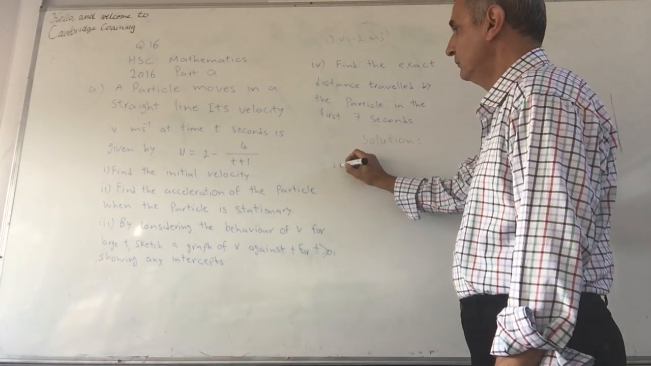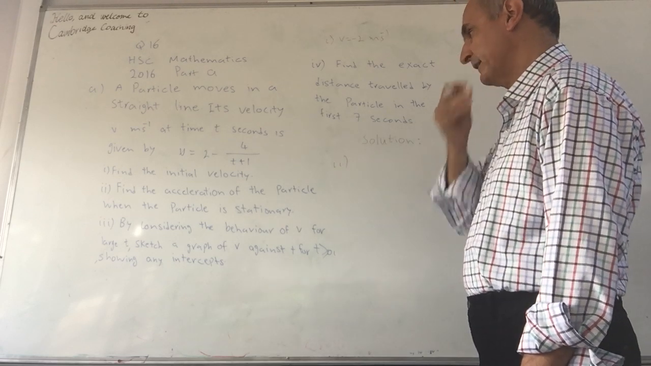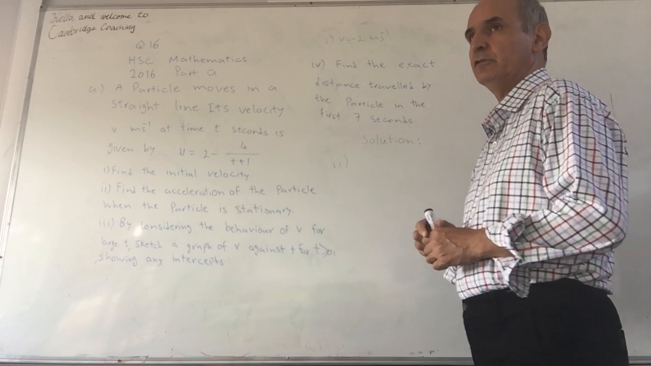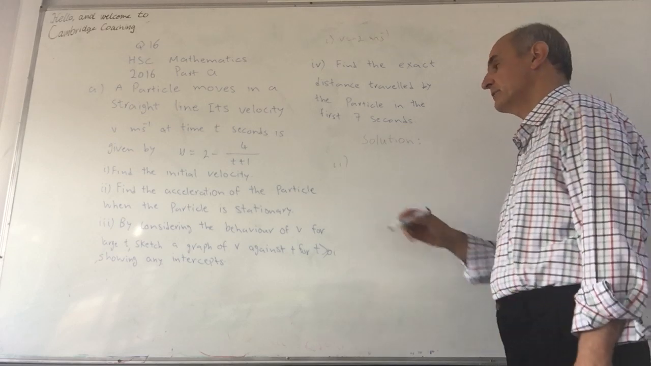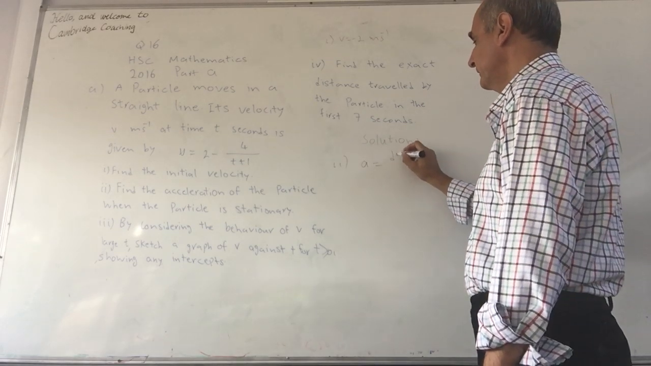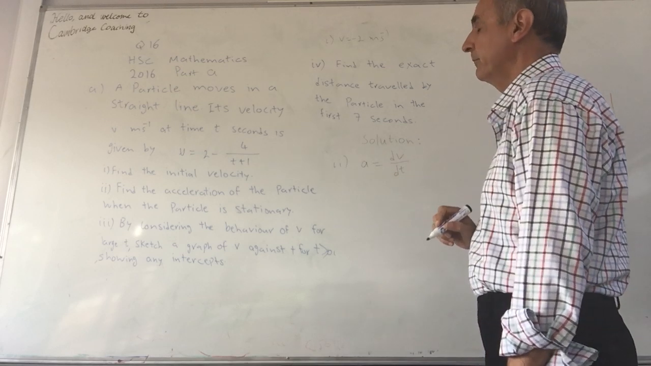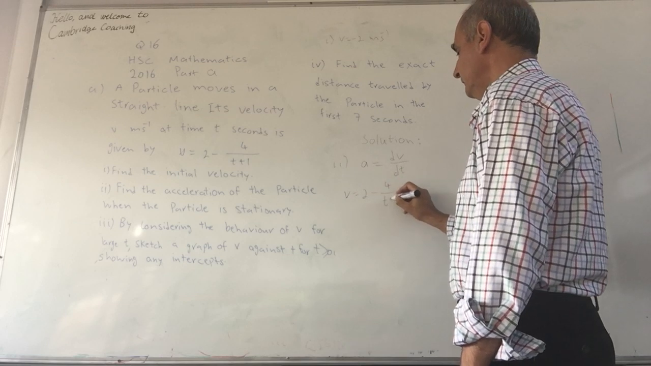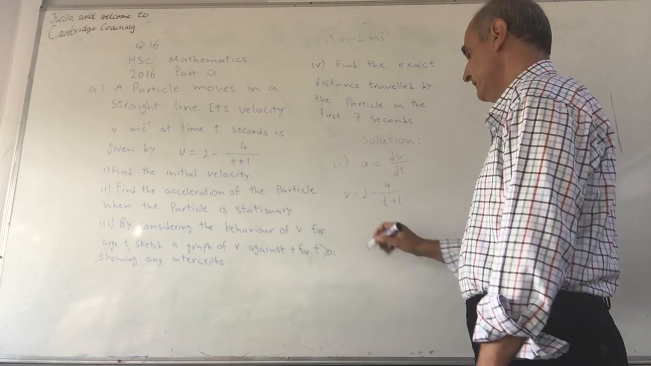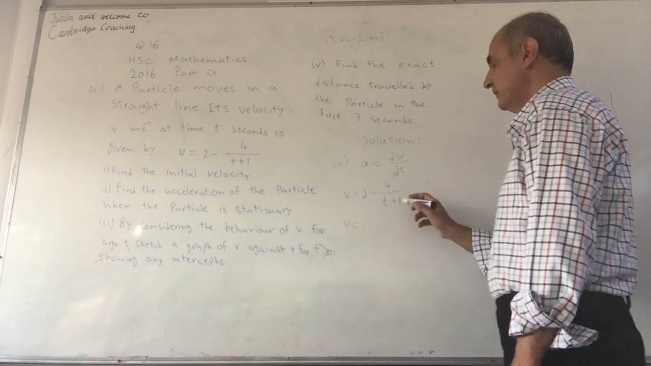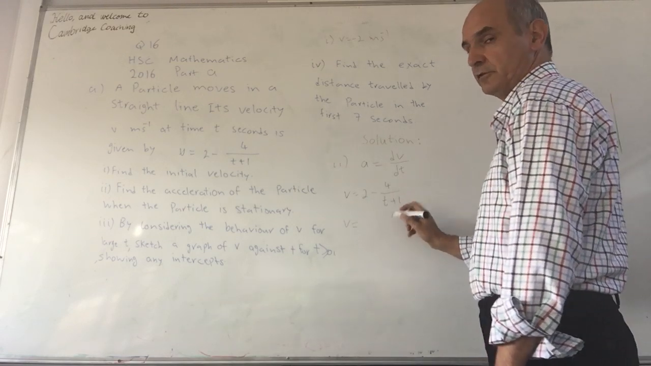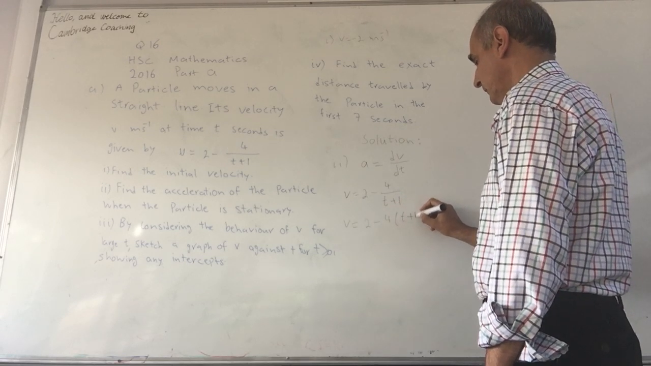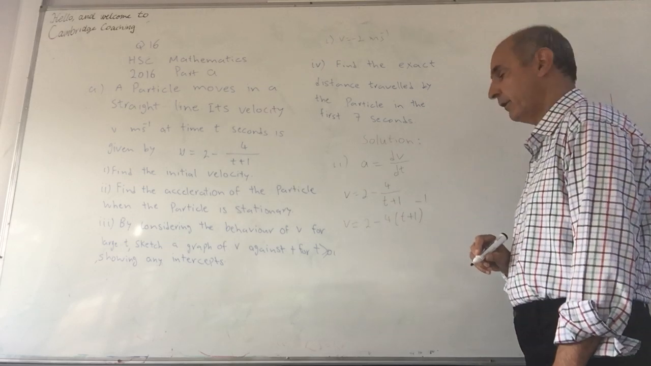For part 2, find the acceleration of the particle when the particle is stationary. To get to acceleration, we know that we need to differentiate velocity with respect to time. So acceleration is the derivative of velocity with respect to time, and velocity is 2 minus 4 on t plus 1. To make it a bit easier to differentiate, I write t plus 1, which is in the denominator, with a negative power, which is 4 times t plus 1 to the power of minus 1.